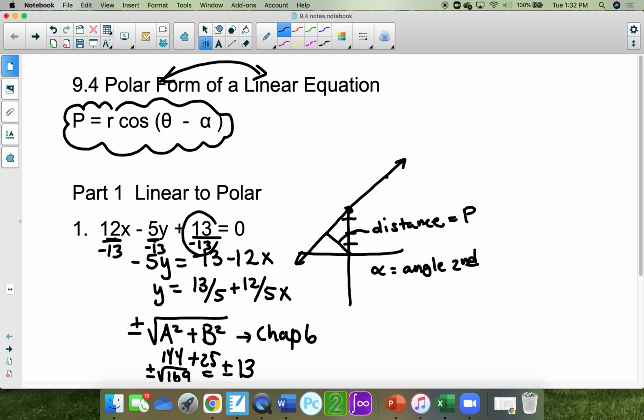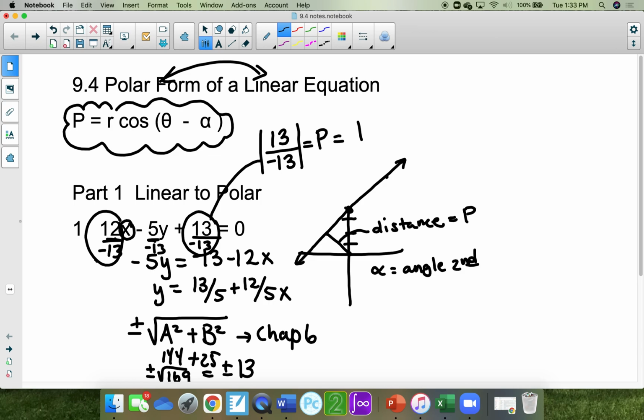This number is the P. It's the 13 divided by a negative 13. It's the number divided by the square root of a squared plus b squared, which is equal to a positive 1. It's the distance. So even though it shows a negative, it's the absolute value of this, which P is equal to 1.